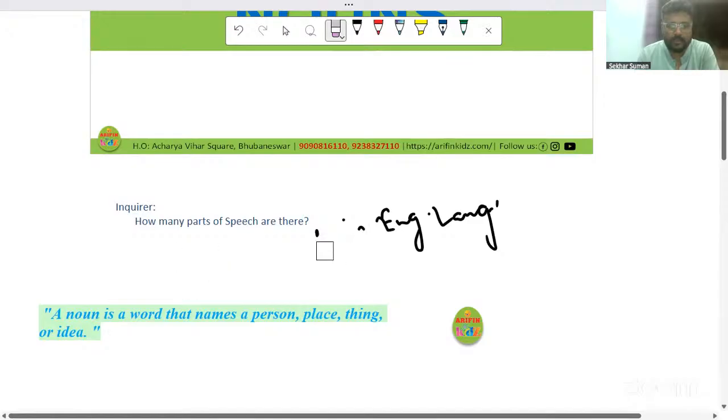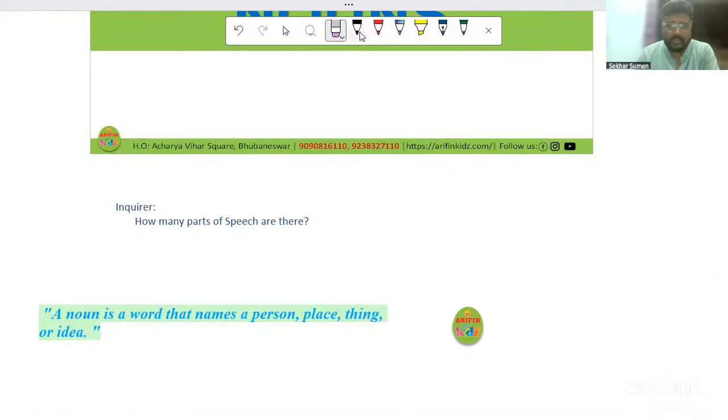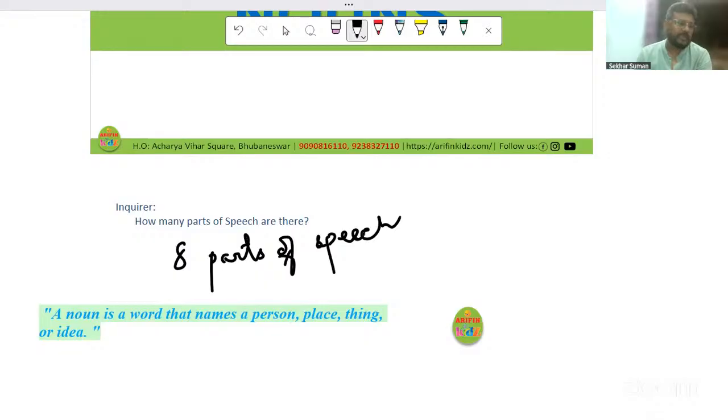So let me erase this. We have already answered the question: how many parts of speech are there? I guess you are able to see the screen now. Yes. So there are a total of 8 parts of speech, right? Why have I asked that question, how many words are there in the English language? There is a reason behind it.